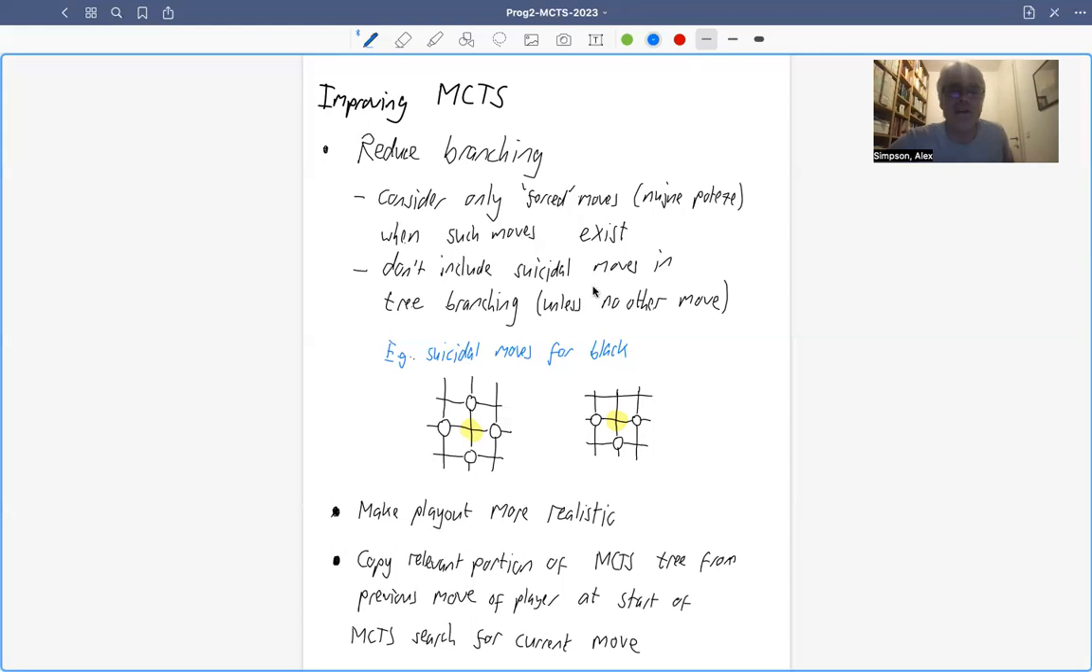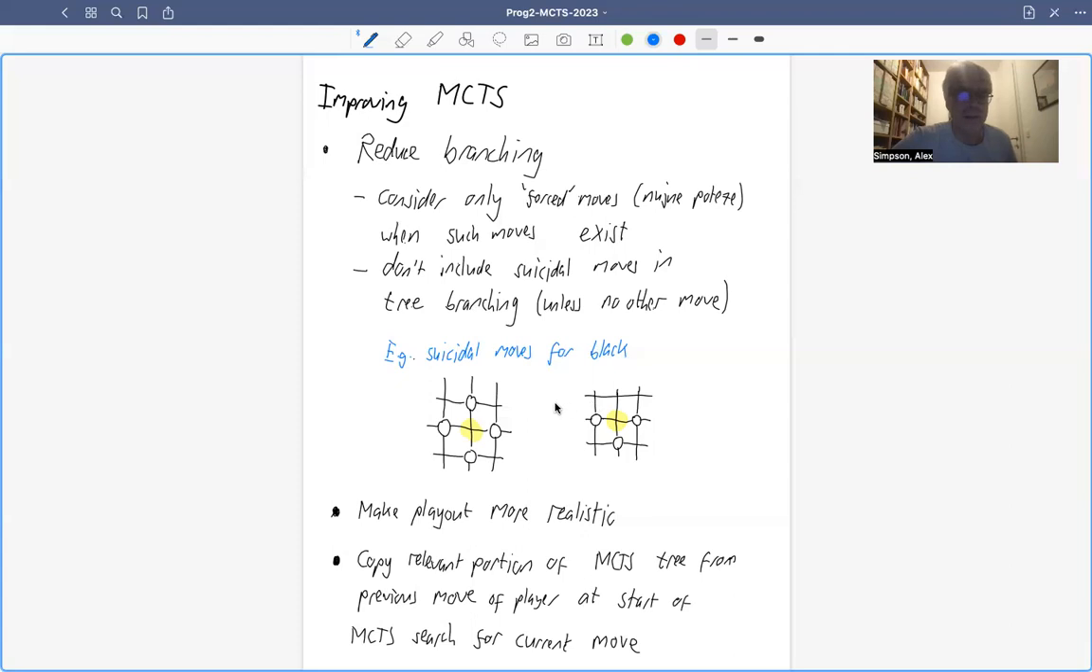The next improvement was not implemented, and that's that also don't include suicidal moves in the tree branching, both in constructing the tree and in the random playoffs, unless there is no other move available other than a suicidal move. So if it's a lost position and you have to make a suicidal move, then of course you need to have one such move in the tree. But what I mean by suicidal moves here are direct suicide, where playing a move results in that stone and potentially some other stones adjacent to it in the same group immediately being captured.